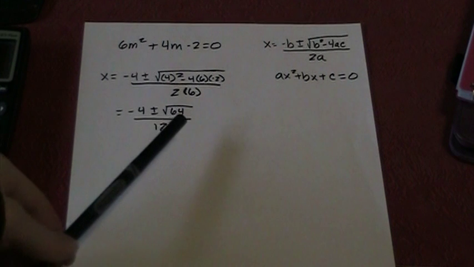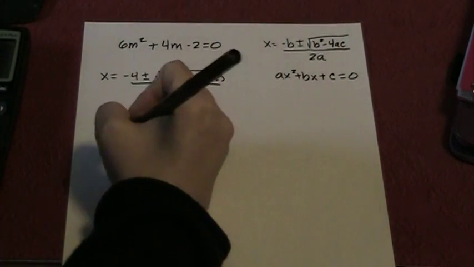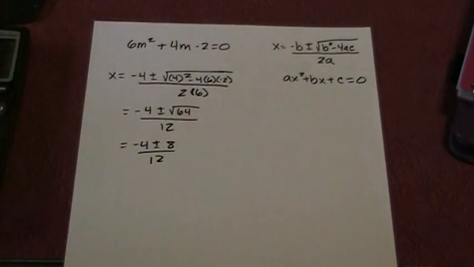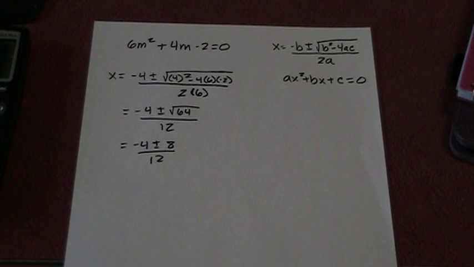My next step is to take the square root if I can. If I can't, then I simplify it. But the square root of 64 is a perfect square. It's 8, so I can go ahead and write in 8. Whenever I have a perfect square there, I have to remember that part of simplifying is breaking this apart into 2 cases, when I'm adding 8 and when I'm subtracting 8.